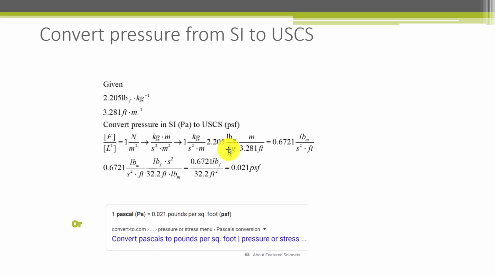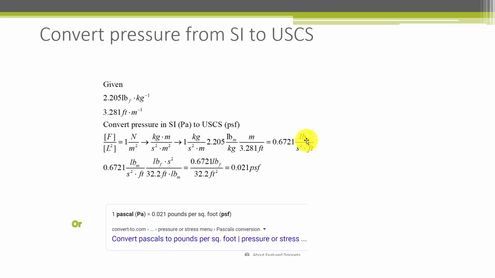Now we need to convert kilograms to pounds mass with this factor that was given up here, and then convert the meters to feet with this factor. So in order to know whether you're using these conversions in the top or the bottom, you have to just make sure the units cancel out appropriately. So for example, we want pounds mass on the top and we want feet on the bottom. When you do the calculations, we end up with 0.6721 pounds mass per second squared per foot.